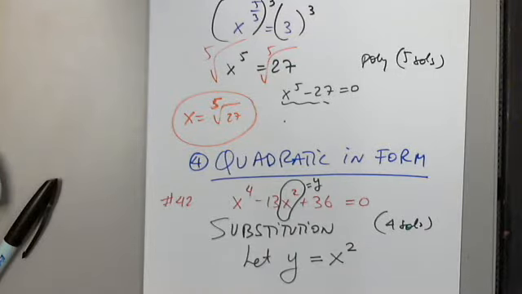And you can say, what are you doing? Why are you calling x squared y? I will call x squared y only as long as this piece is y squared. Because if this piece is y and this one is not y squared, the method is not applicable. The equation is not quadratic in form.